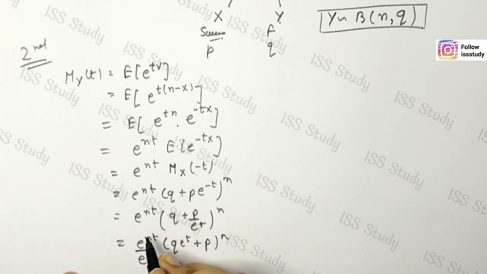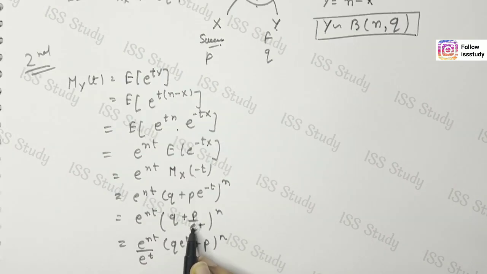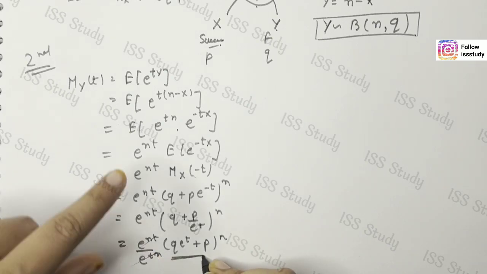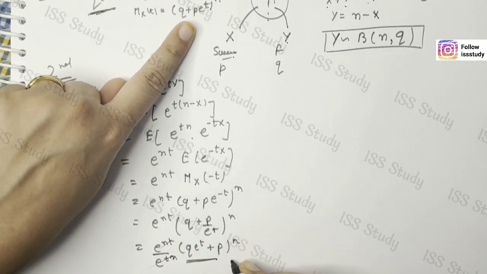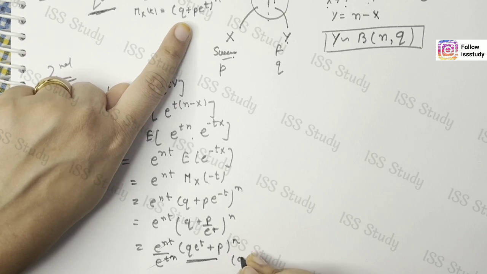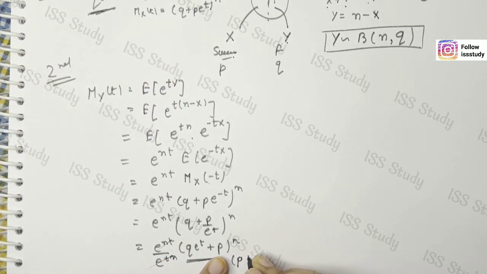So from here what we can write, you can see we have e to the power t and e to the power this. Because this is in the denominator, if I am separating it outside, there will be power n also. So we can cancel out this from this, and we have this value. I'm going to rearrange it so that I can get more clarity. We have p separate and e to the power t with the q, right?